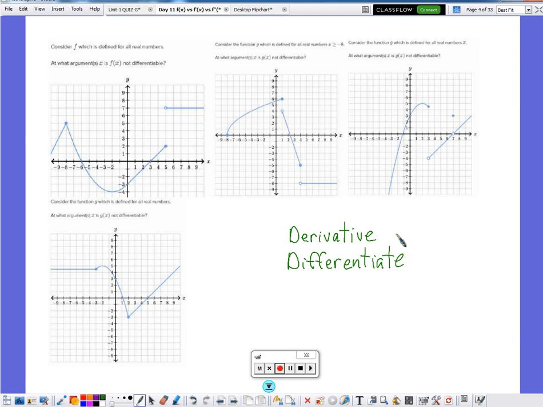So derivative is a noun. It's a thing. The derivative of the function f, Ethan, is the function f prime. Differentiate is a verb. It's an action. It's something you do. If you have the function f, you can find the derivative of f. That creates f prime. What you're doing is differentiating f. Cool. Awesome.